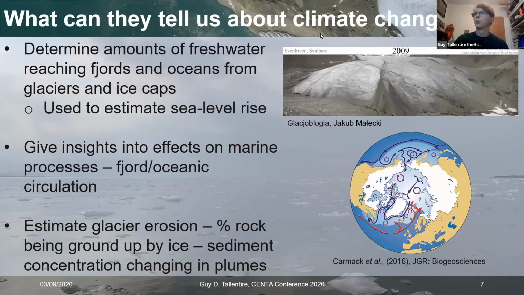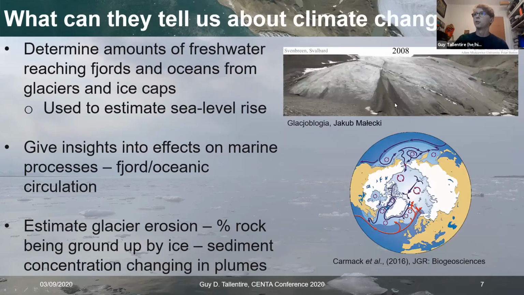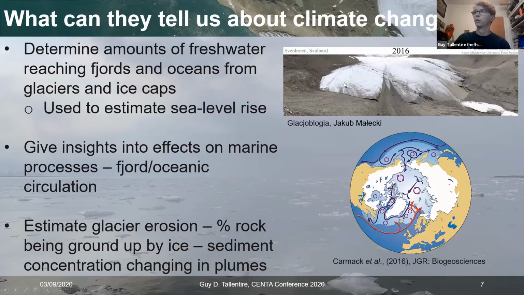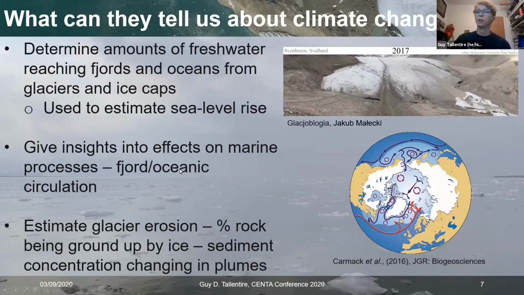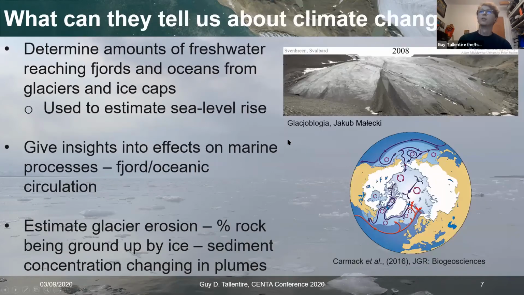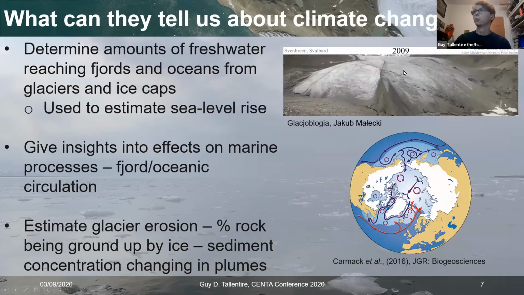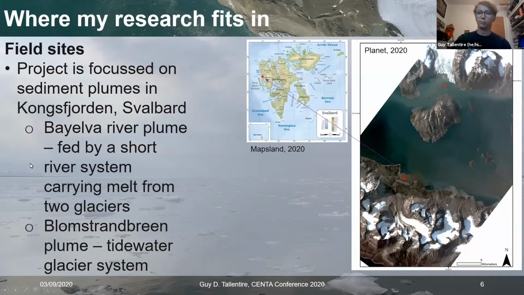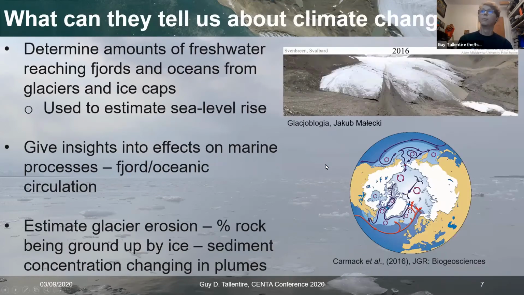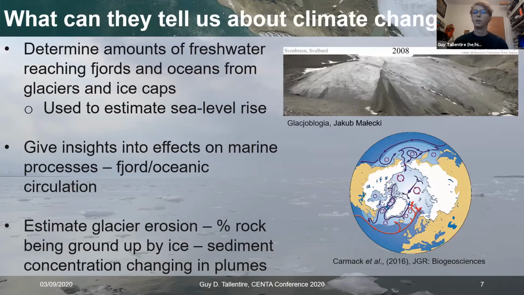So what can this tell us about climate change? I'll show you this GIF quickly, and then I'll turn it off because it's quite horrible, really. So we can determine the amount of fresh water reaching fjords and oceans from glaciers and ice caps in the Arctic, which we can use to estimate sea level rise.